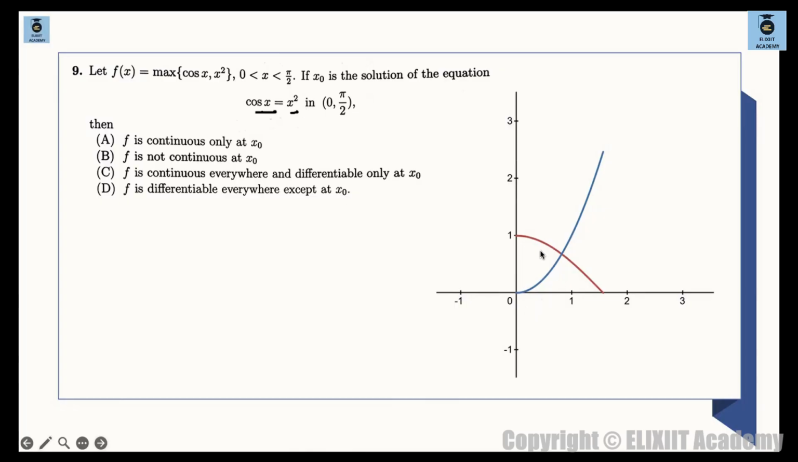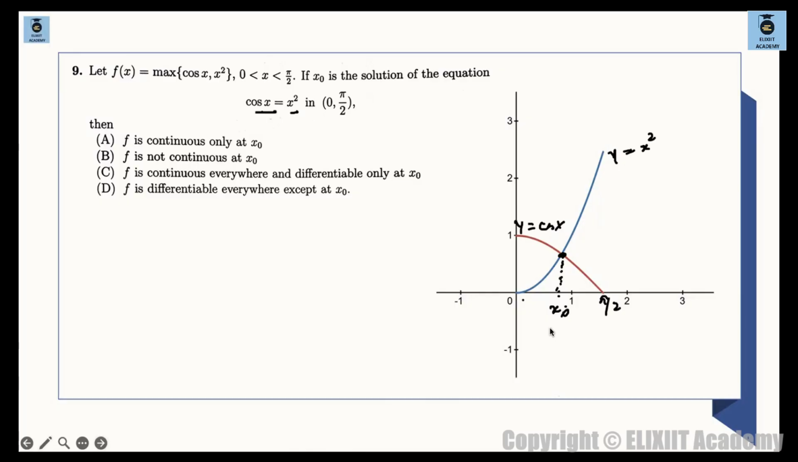So what I do, I consider the graph of y is equal to cos x. Likewise, I have considered here y is equal to cos x and y is equal to x square in this interval 0 to pi by 2. This is 0 and this is pi by 2, let's say. So from 0 to pi by 2, I'm considering the graph of both of these functions. Okay, so that we can clearly plot this max of cos x comma x square. So x naught is what? The solution between these two graphs. So this is somewhere over here. This is basically your x naught.